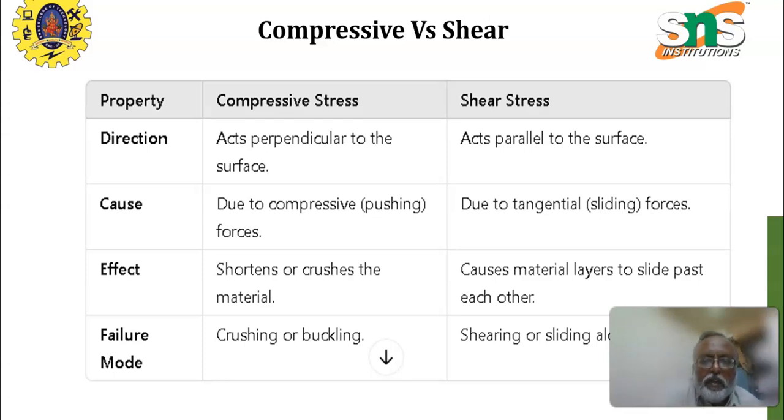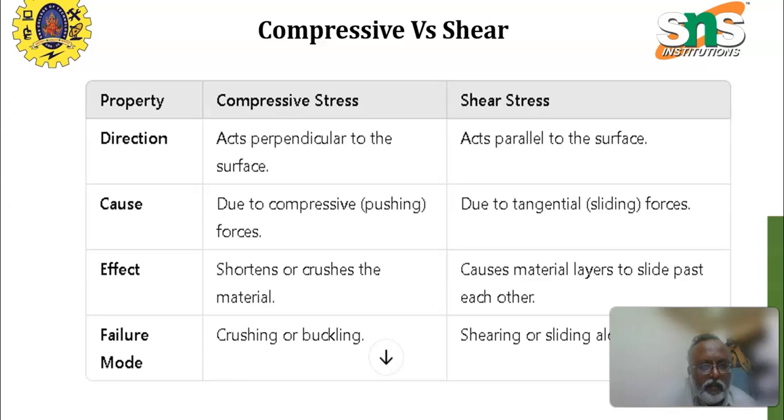Let us discuss the comparison between the compressive as well as shear stress. Property: compressive stress and shear stress are tabulated. Direction: compressive stress acts perpendicular to the surface, whereas shear stress acts parallel to the surface. Cause: compressive stress is due to the compressive forces, whereas shear stress is due to the tangential forces.